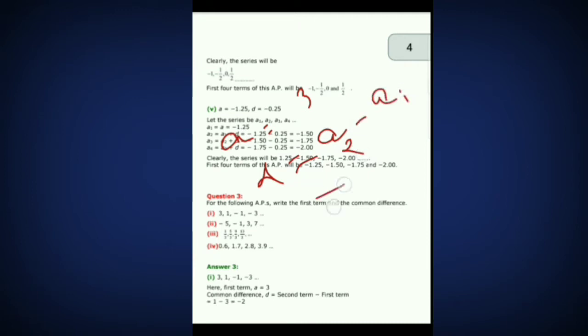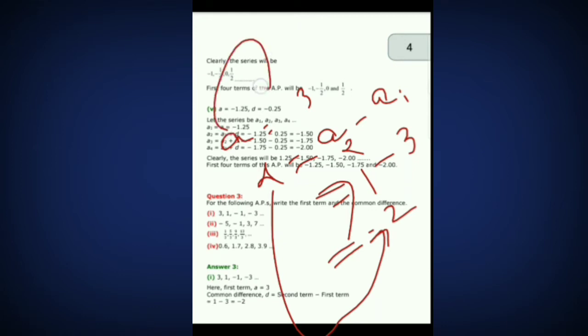Okay. Now tell me what is the second term, student? Second term is 1. First term is what? 3. Then we will get the answer what? Minus 2. This is the common difference and this is the first term. Means the first term is 3 and the common difference, students, will be only and only 2. Sorry, minus 2.